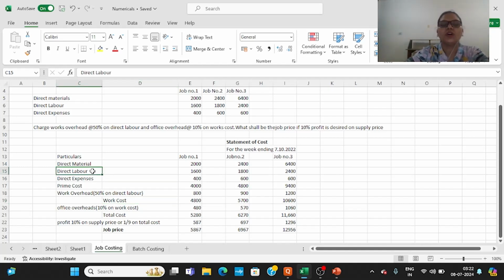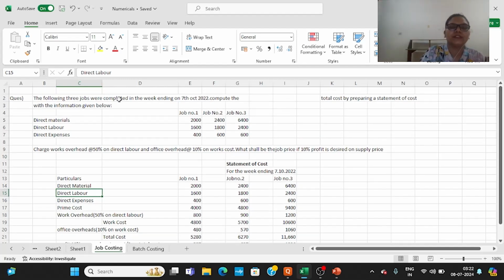So this was all about preparing a job cost sheet. How will you prepare? Let me brief you up if any of your concepts are left for understanding. First, the question is giving the expenses specifically mentioned against each job.